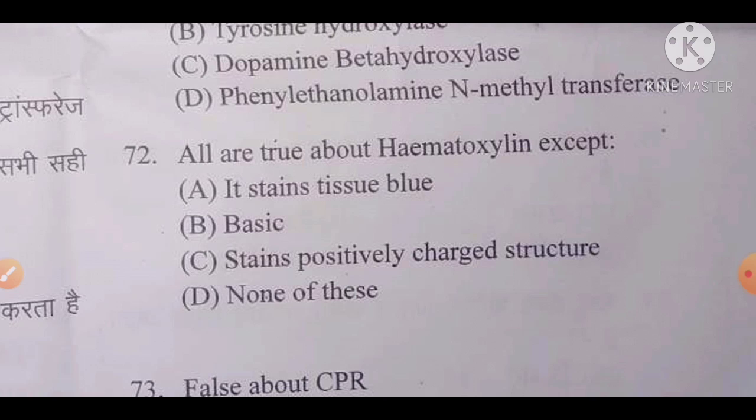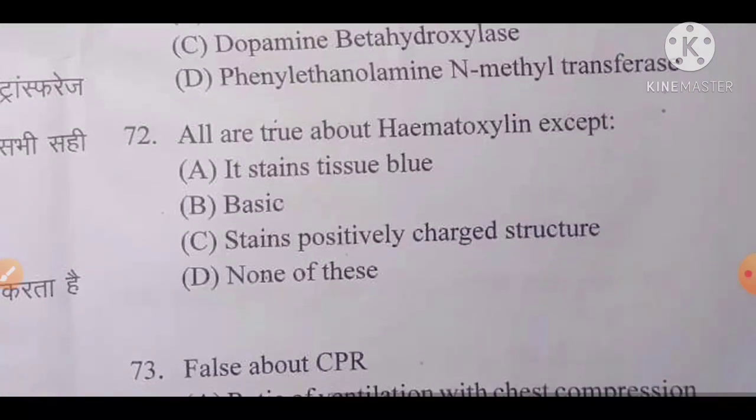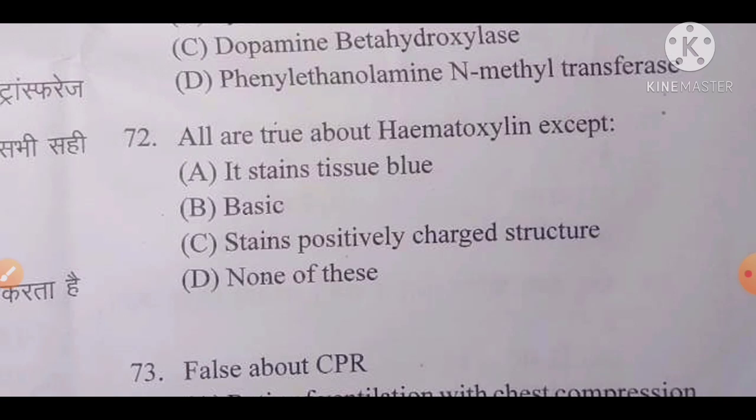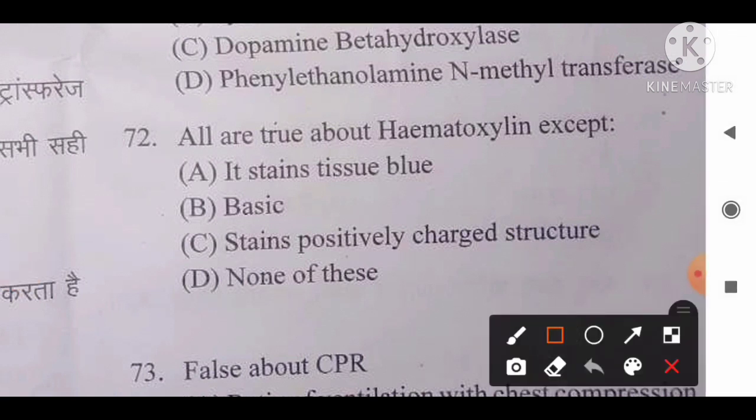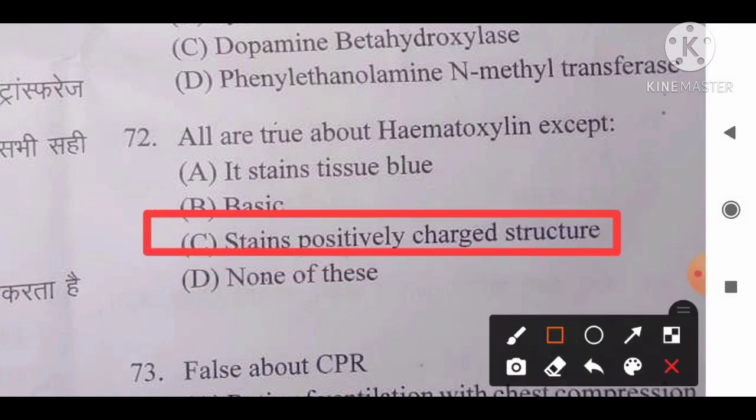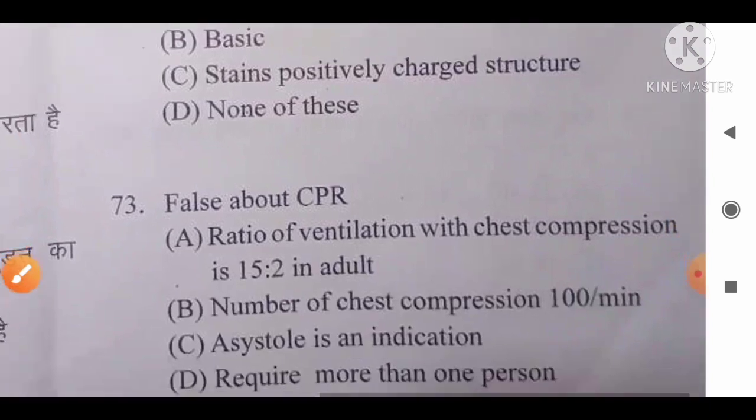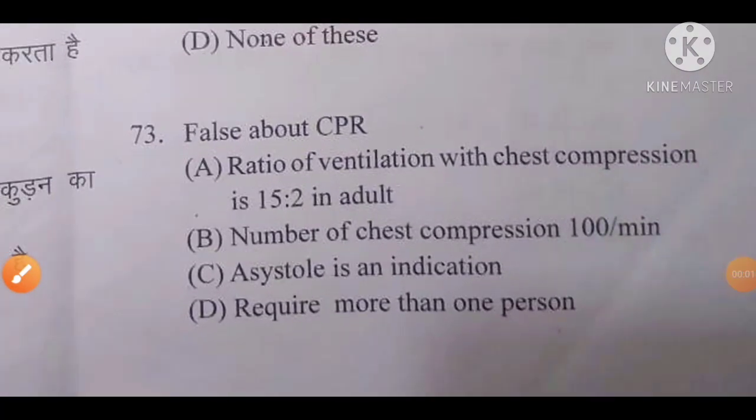And the fact available regarding this option, it is hematoxylin is a positively charged stain, so it will stain the negatively charged structure. So option C will be the wrong statement regarding the hematoxylin. So option C will be the correct answer for this question. But as per the answer key, they have given option D as the correct answer for this question. Move to the next question, number 73.